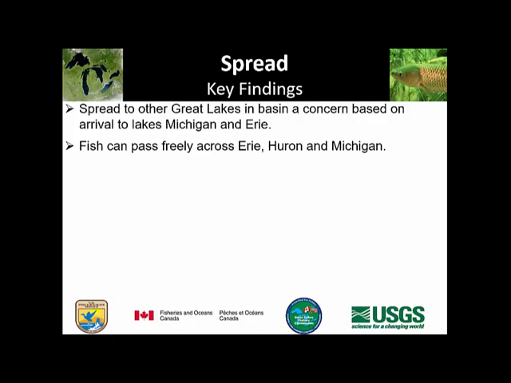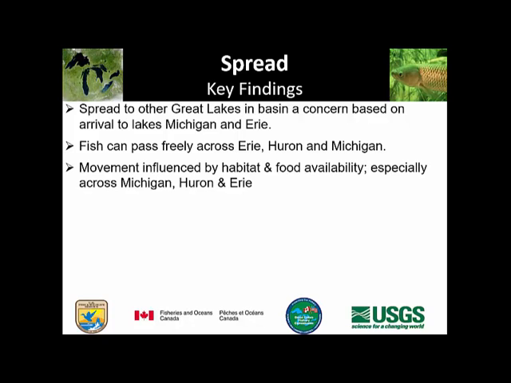In terms of spread, which is the movement of fish from one lake to another, spread to other Great Lakes in the basin is a concern based on arrival to Lakes Michigan and Erie, and especially because fish can pass directly and freely throughout those 3 lakes, among Lake Michigan, Lake Huron, and Lake Erie. Movement is certainly influenced by habitat and food availability, especially across those 3 central lakes.